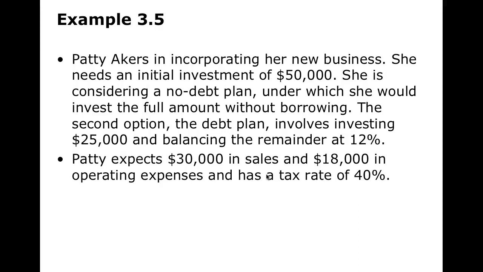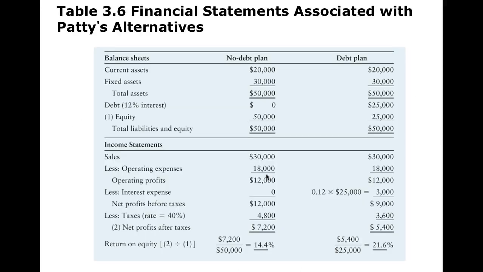So in this example, Patty has incorporated a new business. She needs an initial investment of $50,000, and she's considering a no debt plan under which she would invest the full amount without borrowing. The second option is the debt plan, which involves investing $25,000 and borrowing the remainder at 12%. So if she expects $30,000 in sales and $18,000 operating expenses and has a tax rate of 40%, this is sort of what her plans would look like.